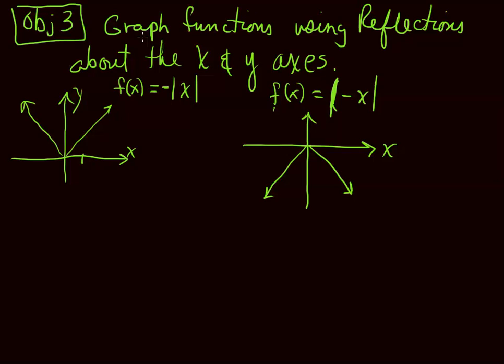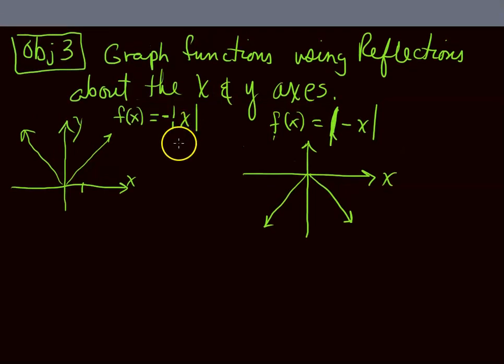So if we tried to do objective 3, which is graph functions using reflections about the x and y axis, outside the function works vertically. So, and I just moved my screen again.